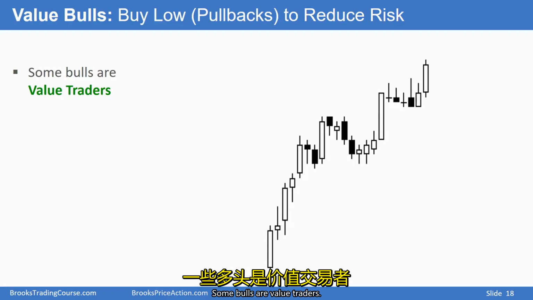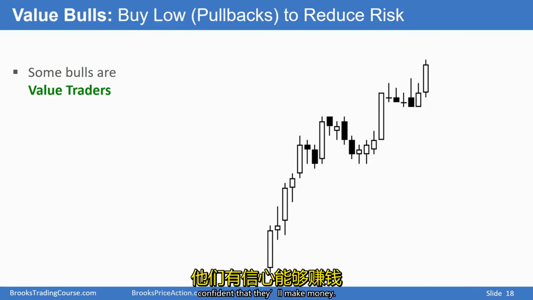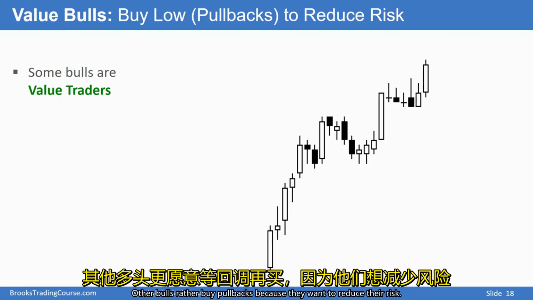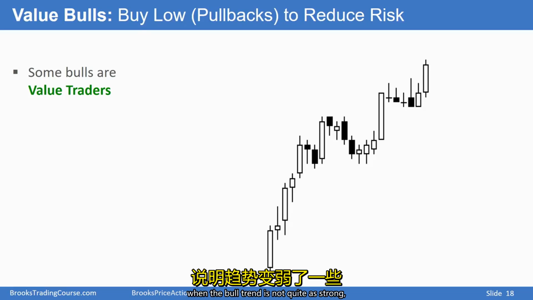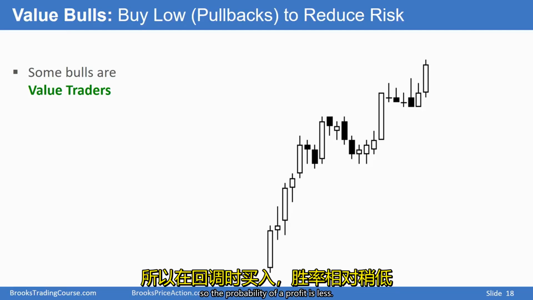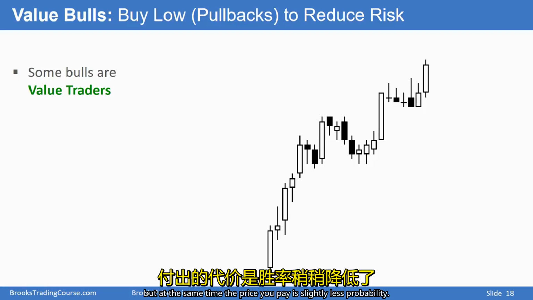Some bulls are value traders. Some bulls are momentum traders. They just keep buying as the breakout is continuing, confident that they'll make money. Other bulls rather buy pullbacks because they want to reduce their risk. By buying a pullback, you're buying at a time when the bull trend is not quite as strong, so the probability of a profit is less. You're taking the trade to reduce your risk, but at the same time, the price you pay is slightly less probability.